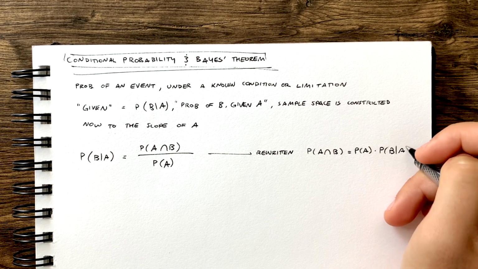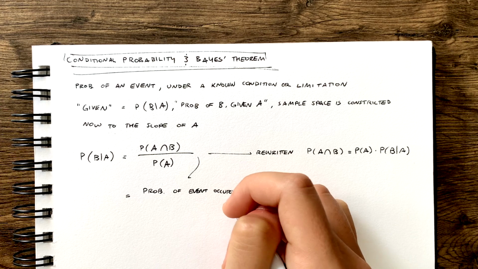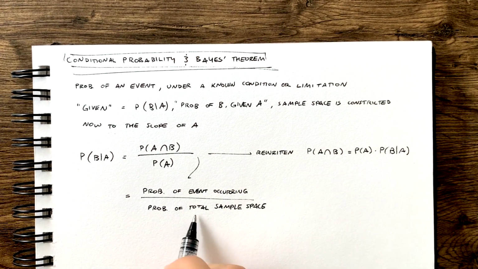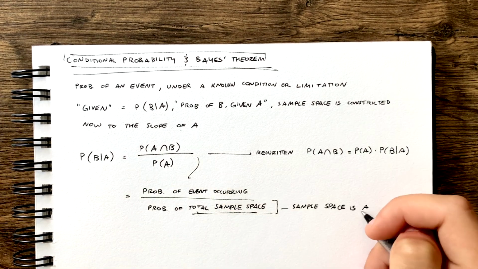And if we break down the numerator and denominator in this equation, we can say that this is equal to the probability of the event occurring, all over the probability of the total sample space. In this case, our sample space is just confined to A.